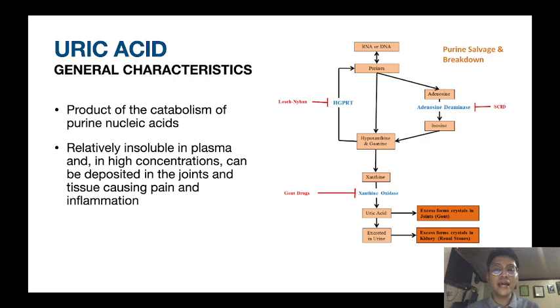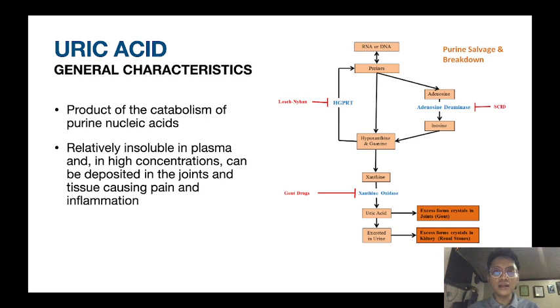Okay? Guanine and adenine. So, it is relatively insoluble in plasma and in high concentrations can be deposited in the joints and tissue causing pain and inflammation. So, that is what we call gout. When there is increased uric acid, your parents may be told that their uric acid is high.